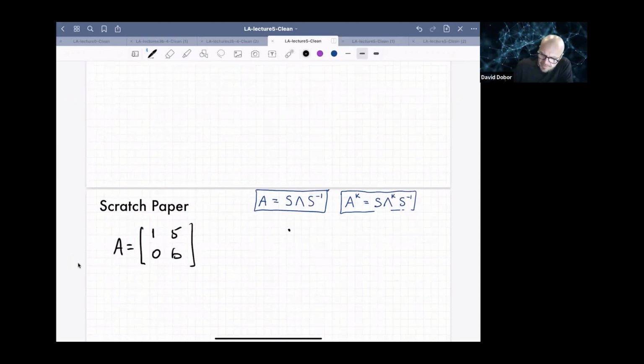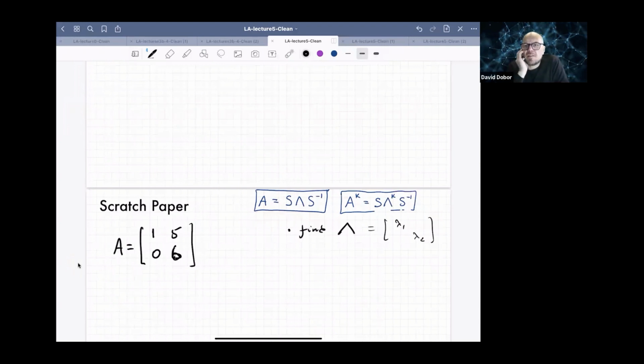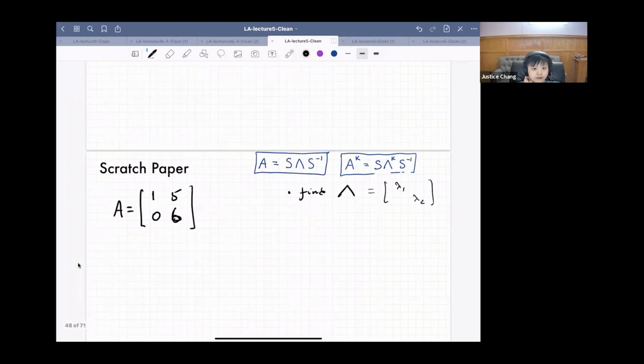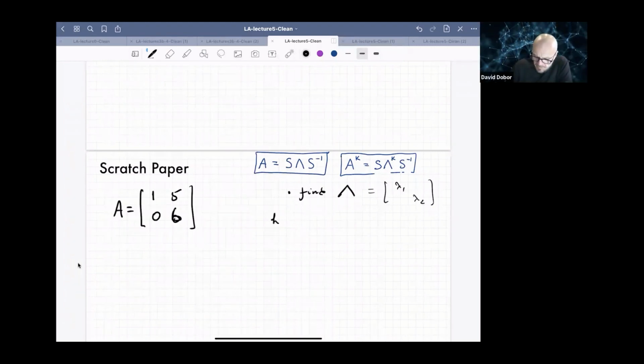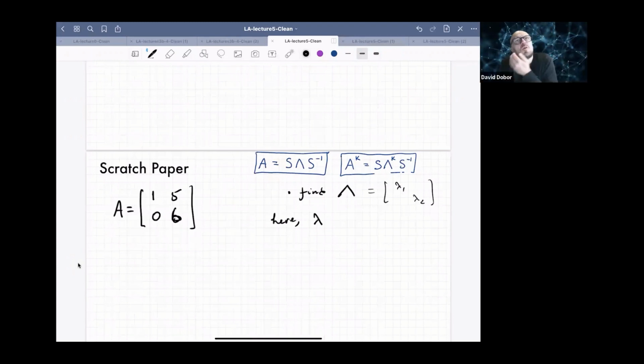So first find the lambda matrix. What's in the capital lambda matrix? The eigenvalues. For an upper triangular matrix like this, 1, 5, 0, 6, do I really need to compute the determinant of A minus lambda I, or can I just tell simply by looking at it what the eigenvalues are? Since it's upper triangular, you can just tell. Well, what are they? Would it be 1, 0 and 5, 6?